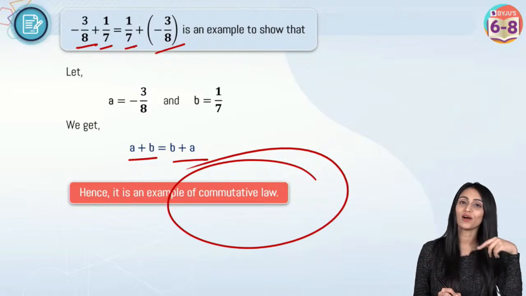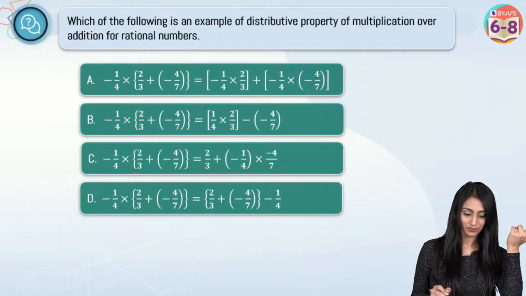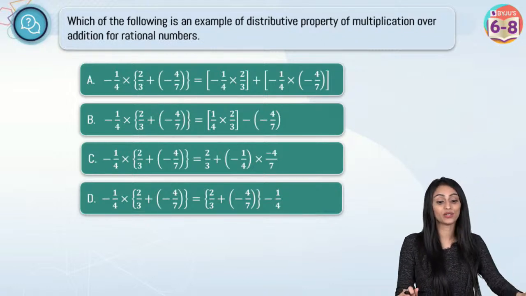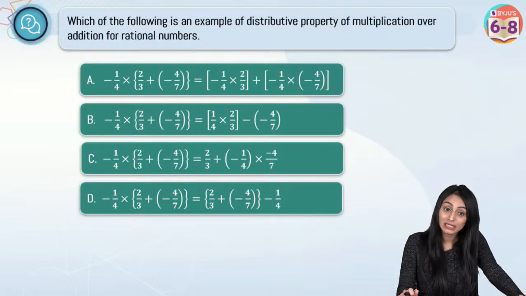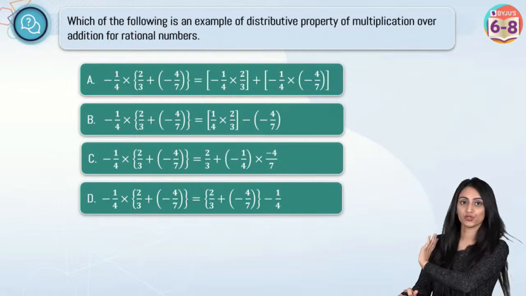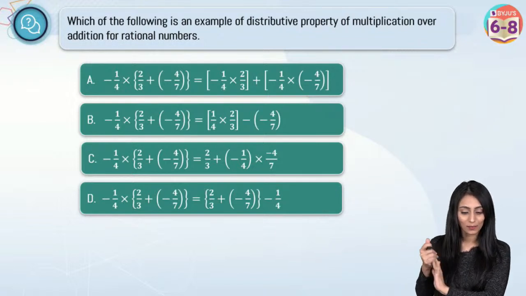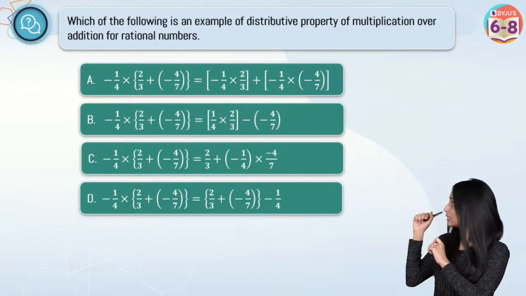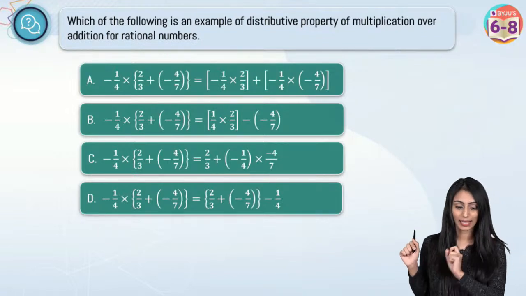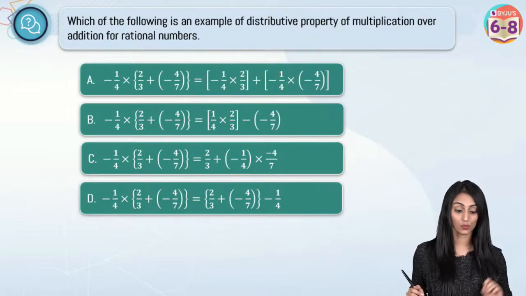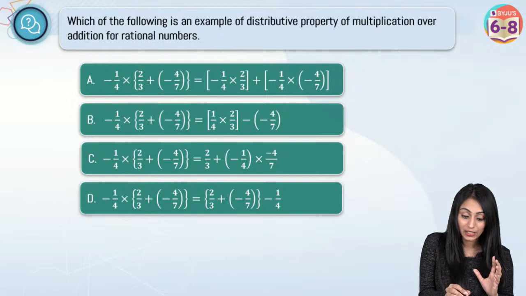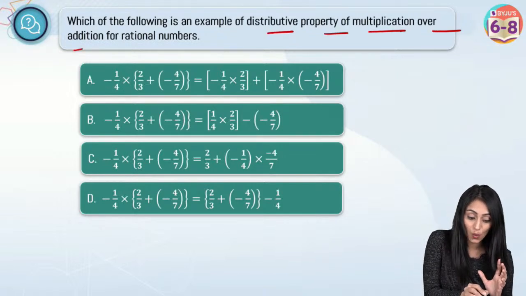Awesome. Let's move ahead. Let's try out another question now. Which of the following is an example of distributive property of multiplication over addition for rational numbers? You can see 4 options over here, right? And in all of them, there are rational numbers, right? So take your time, and look at all of these options one by one and tell me which would be the right answer for this. Which one of them is actually showing distributive property for multiplication over addition?